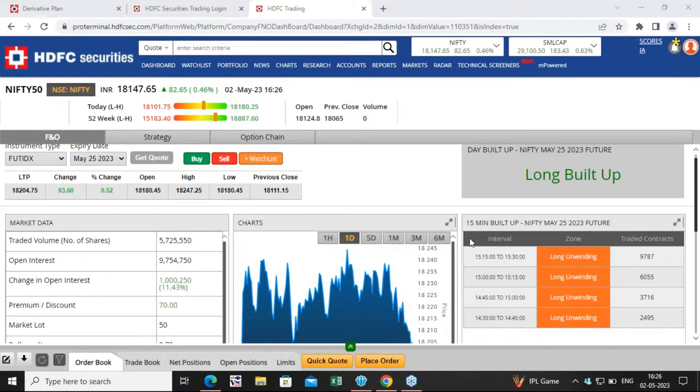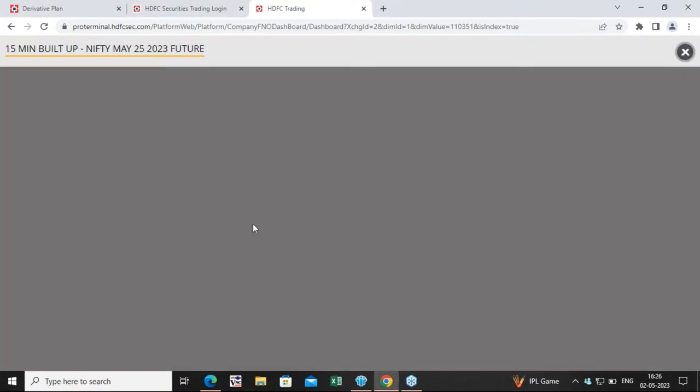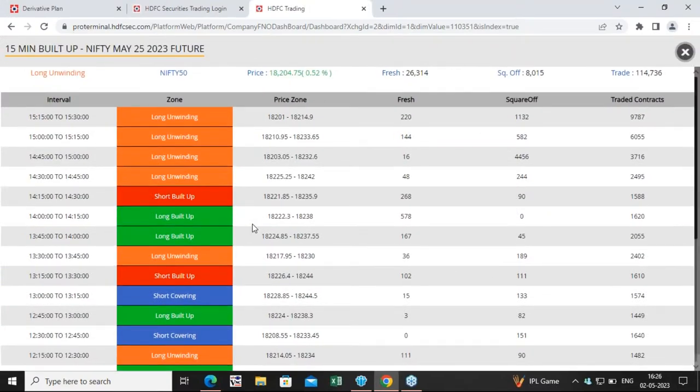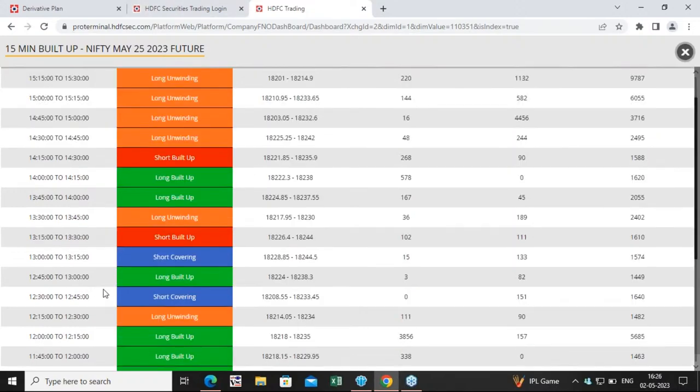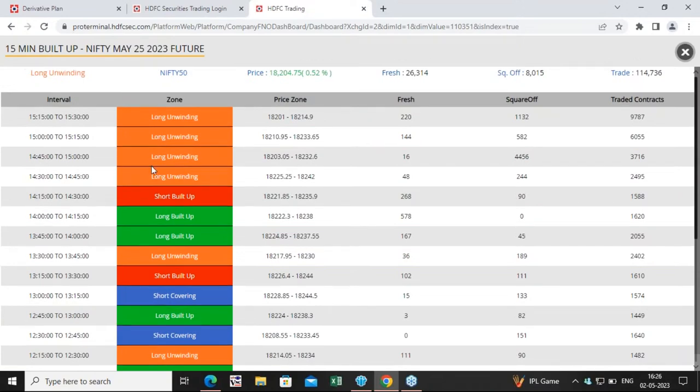Also, we have provided the 15 minute OI build up. When you expand over here, it will show you all the open interest zones of 15 minutes, starting from 9:15 to 3:30. Here you will get all the 15 minute zones of open interest, how this particular contract is trading. Let's take the example: we have given it zone wise, and we have classified it into colors, which is very easy to understand, whether it is bullish or bearish. Here the zones covered are long unwinding, short build up, long build up, short covering and neutral.